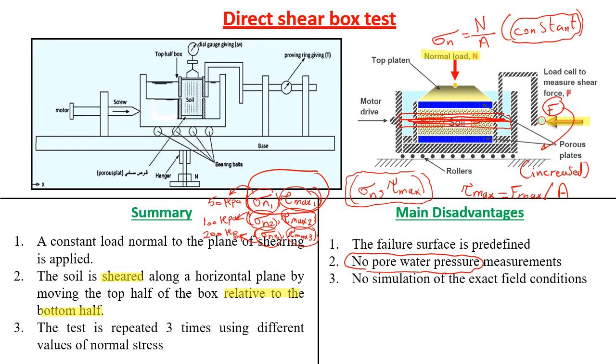Number 3, no simulation of the exact field conditions. The test doesn't simulate at all the field conditions, where the soil in the field may be subjected to some confining stresses. Here you don't simulate the field conditions, and there is a non-uniform distribution of stresses and strains on the failure surface.